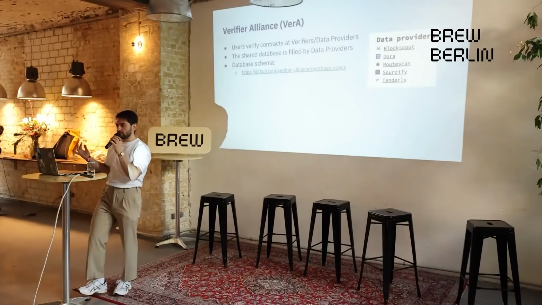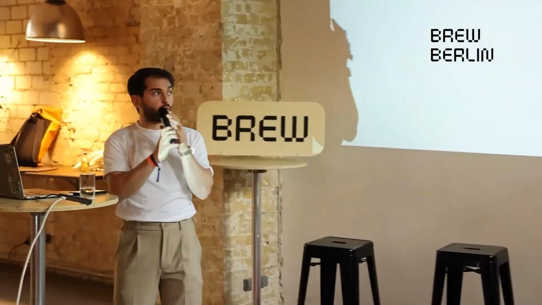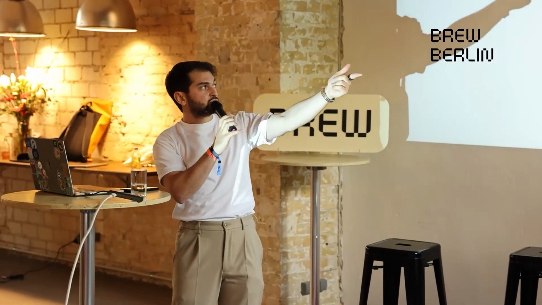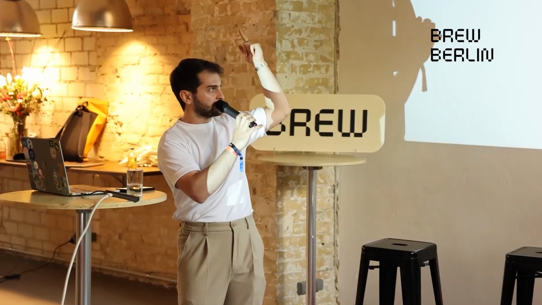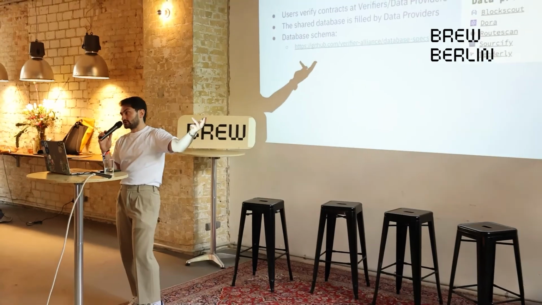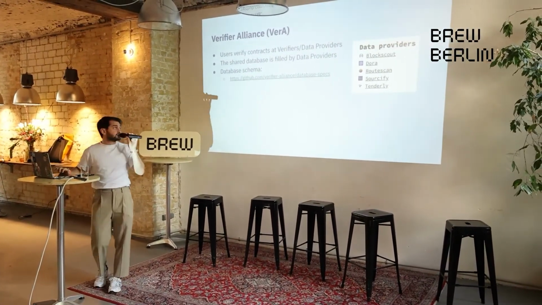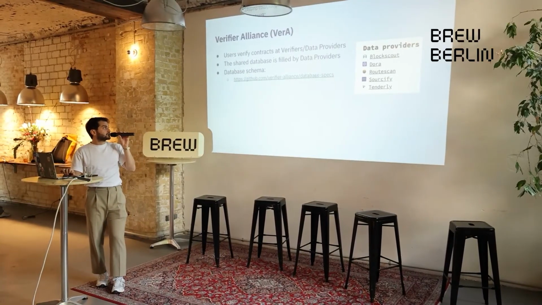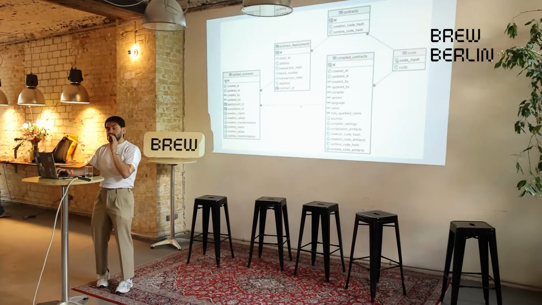How it works is the alliance itself is not a platform, so you don't go to the alliance to verify your contracts. You just go to one of these verifiers or data providers. You can verify your contract in BlockScout or in Sourcify or, I don't know, in Tenderly. And these verifiers will push the contract to the shared database in the shared format. We have a certain database schema, and it is outlined in this URL in Verifier Alliance/database specs. And from the overview, it looks like this.